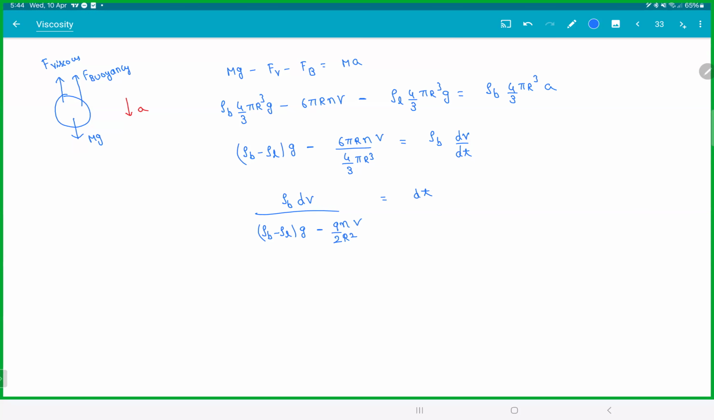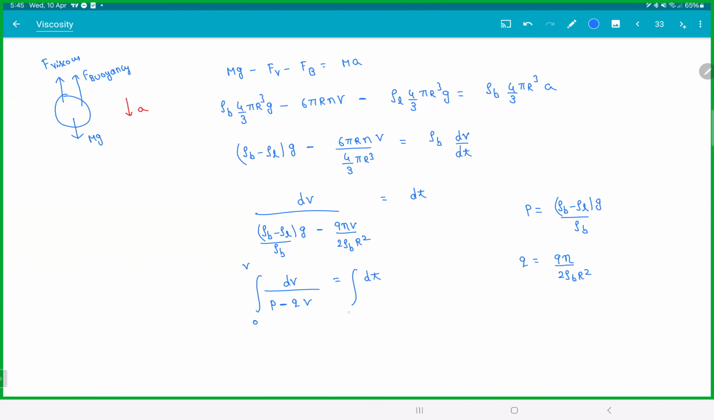So what we will do, you can bring that rho b also down if you want. This is rho b and 9 eta v by rho b r square. So let's write this as dv by dt is equal to p minus qv, where p is equal to rho b minus rho l g by rho b. And this q is another constant, which is 9 eta by 2 rho b r square. Now, it looks easy to integrate.